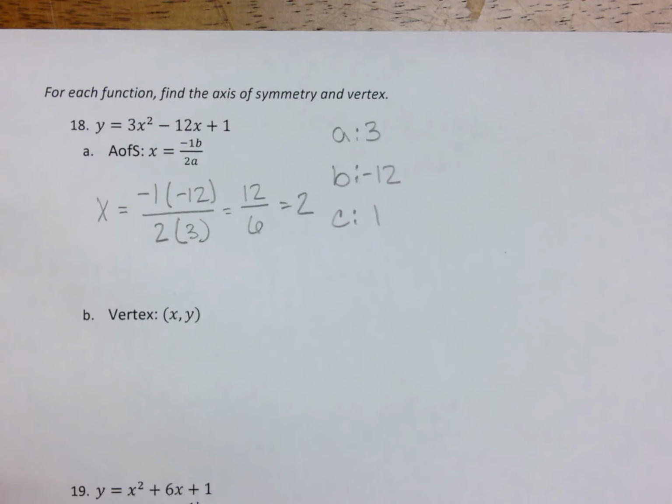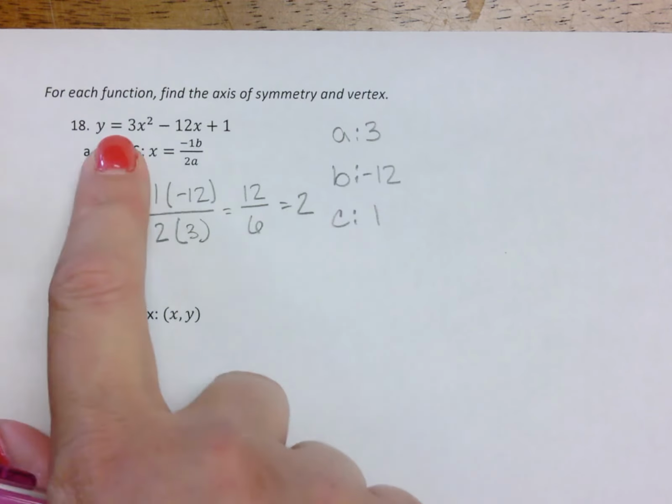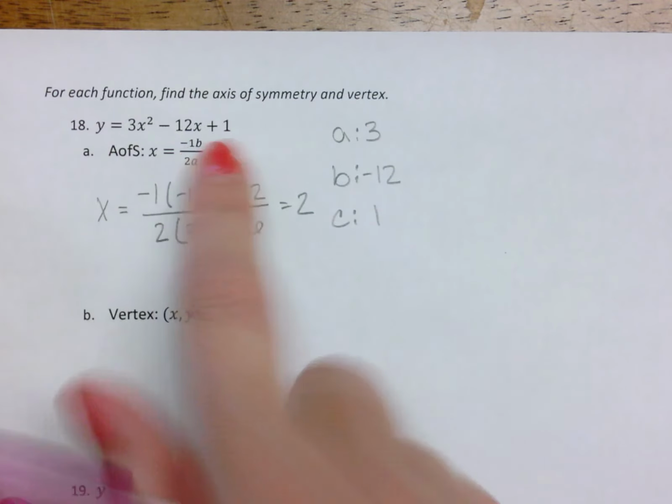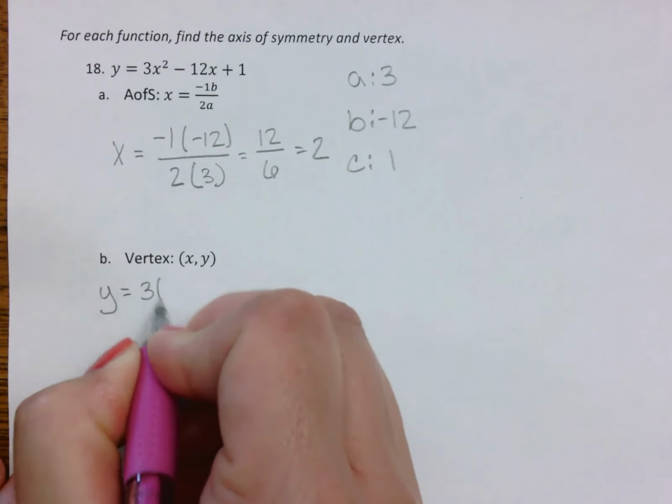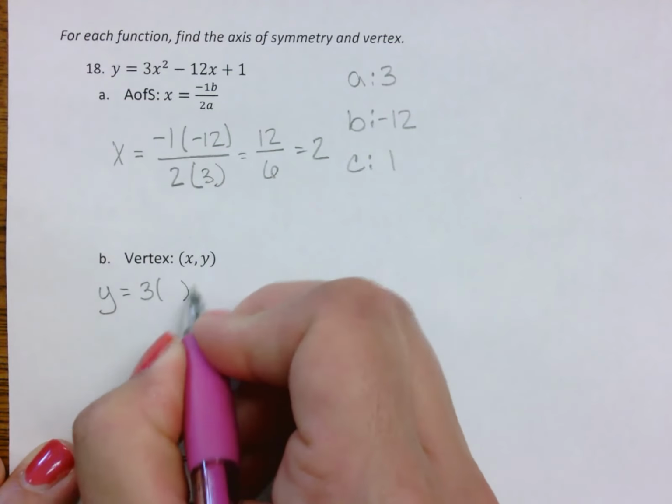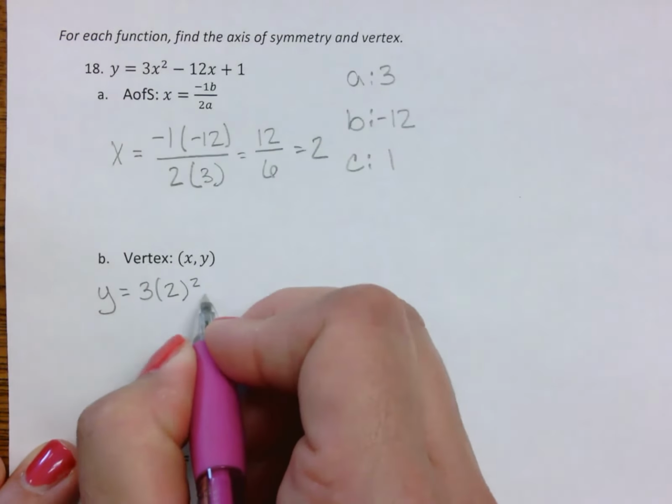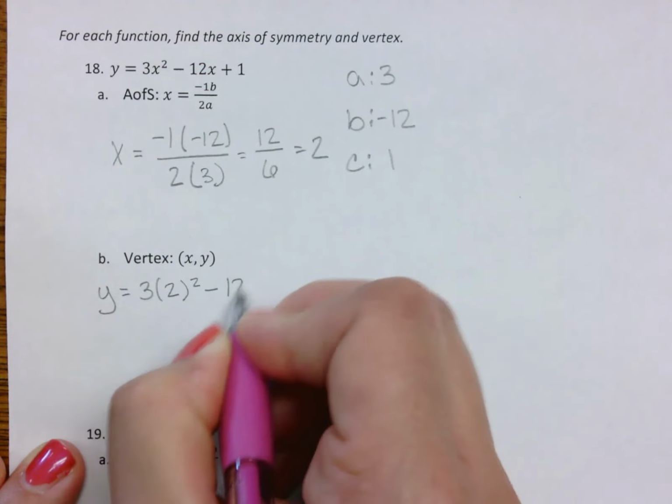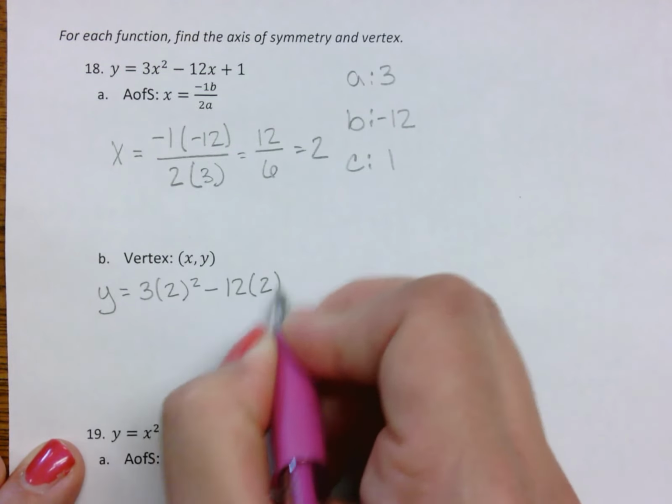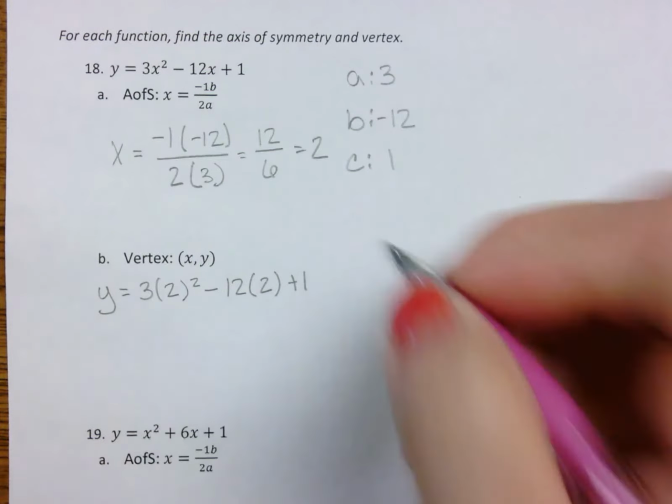To find my vertex, I'm going to take where it says x equals 2 and plug it into the original problem that I was given to find my y. So I'm going to say y equals 3, and I'm going to take that x out and put some parentheses there and put the 2 inside the parentheses. Make sure that you square that first set of parentheses. And then I'm going to say minus 12, and I'm going to do parentheses, and put that 2 inside the parentheses again, plus 1.